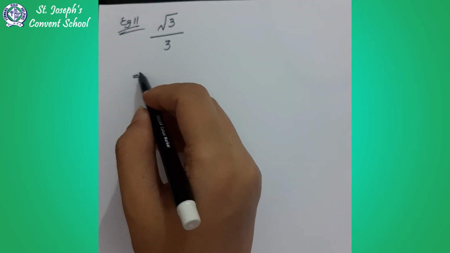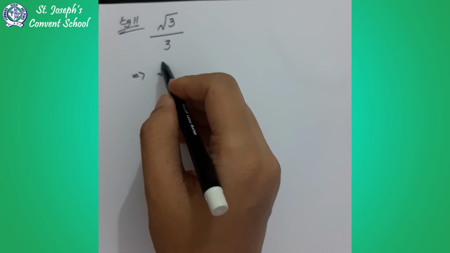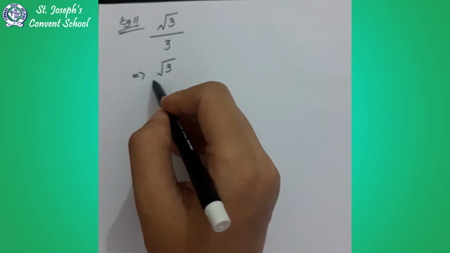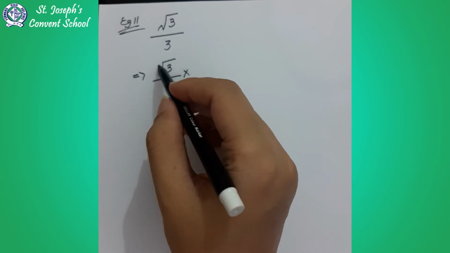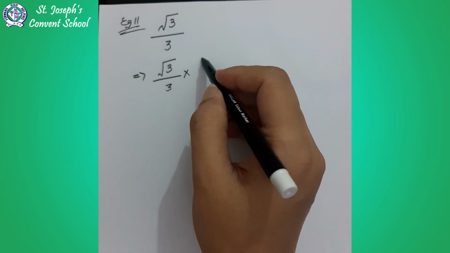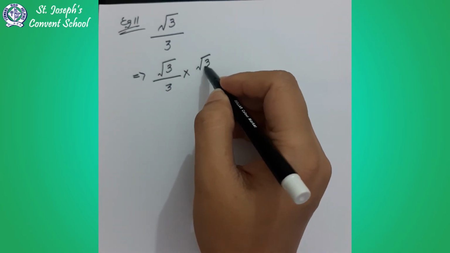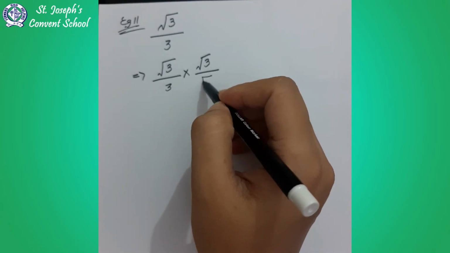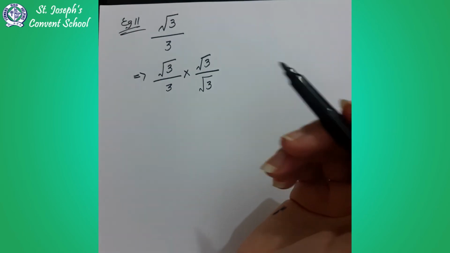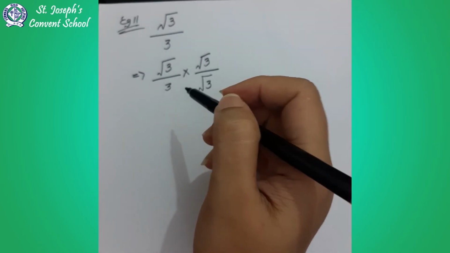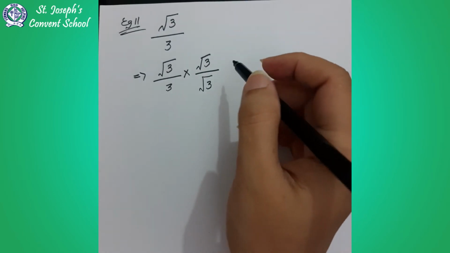The method is almost the same. Write the same, root 3 upon 3, multiply and divide by the root. The root is this. So multiply and divide by the root term. Same as we did in that one, same we are doing here, multiply and divide by the root.